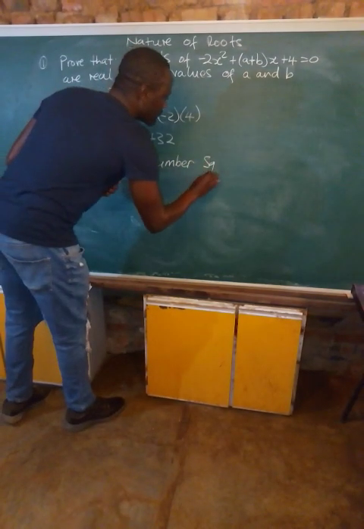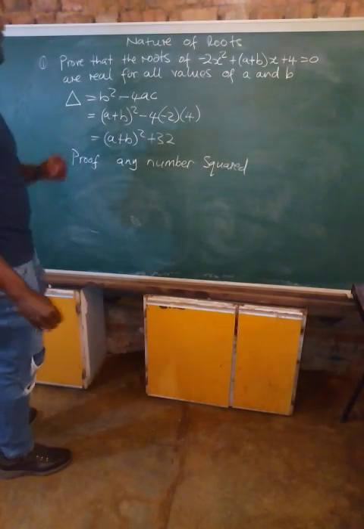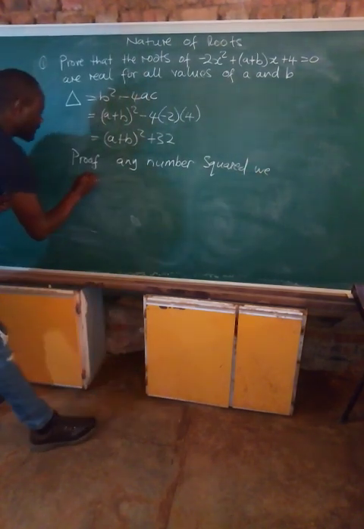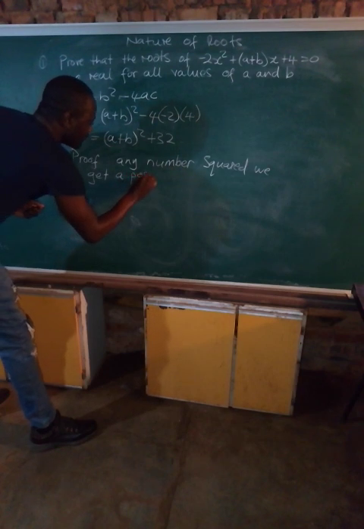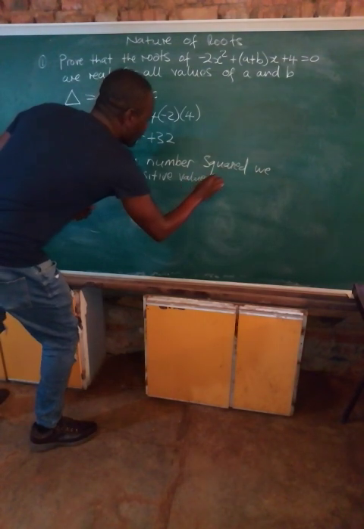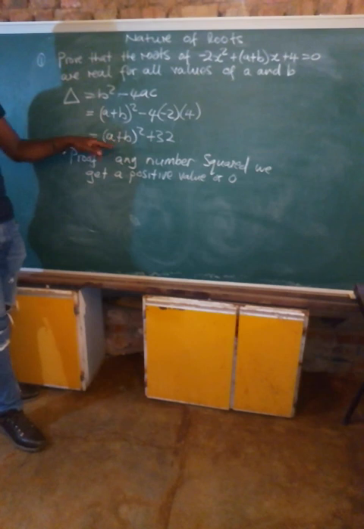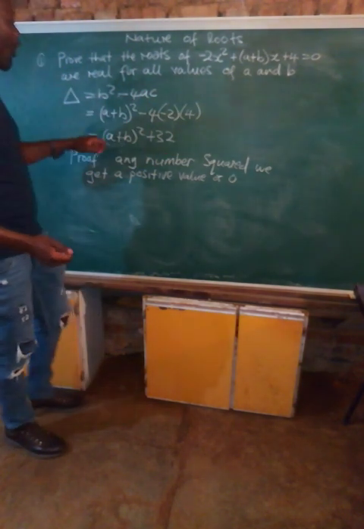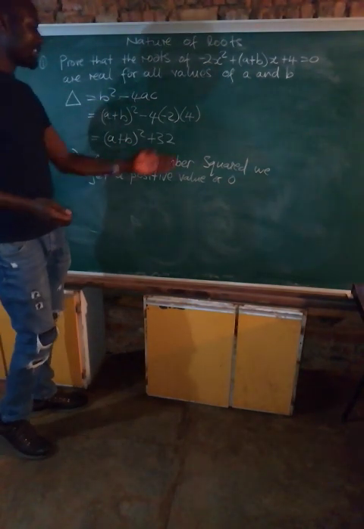Any number squared, what do we get? We get a positive value or 0. So if we square any number, we are going to get a positive value or a 0.